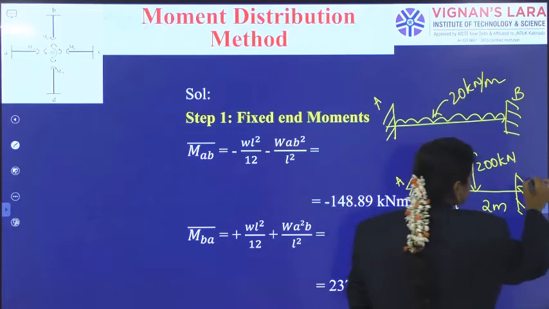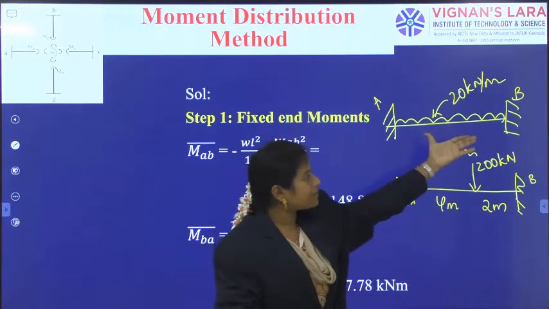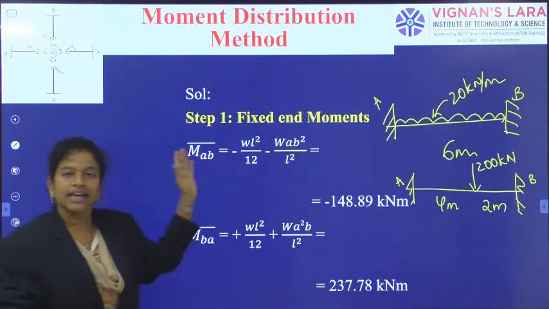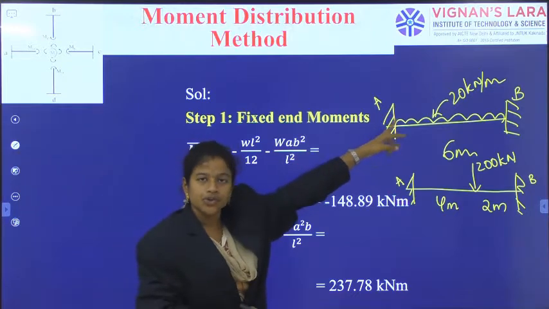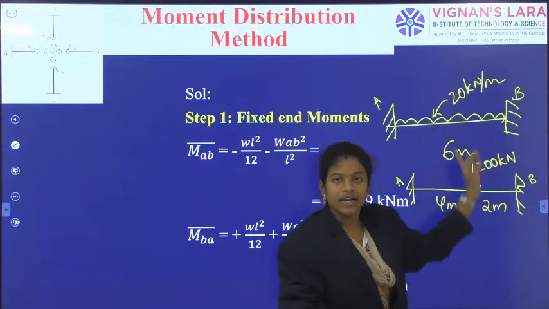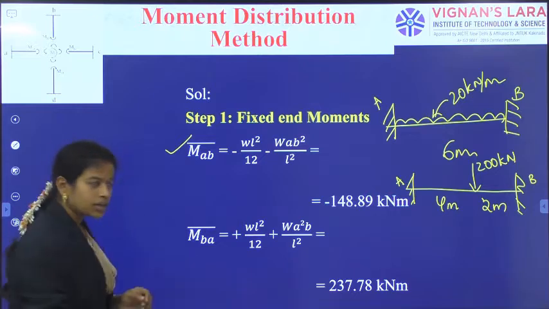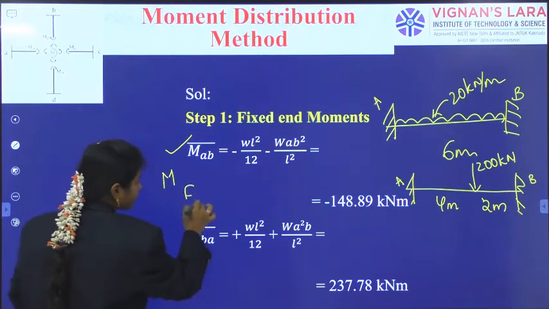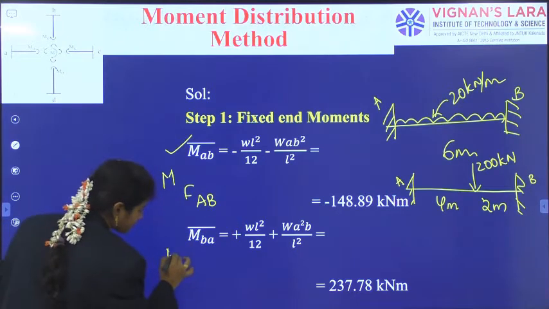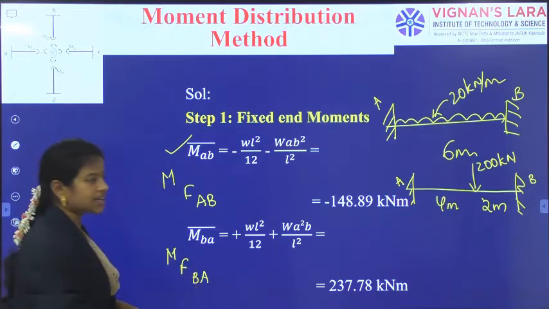So for the same supports AB, because I know the formulas for the fixed moments individually, I am taking the loads individually and using the formula for each, calculating the fixed moment at A due to the UDL as well as this point load. Again the fixed moment at B due to the UDL as well as this point load. So now coming to M bar AB, or as usual you can write MF AB, the fixed end moment at A towards B. Similarly the fixed end moment at B towards A. This is the way you can generate it.